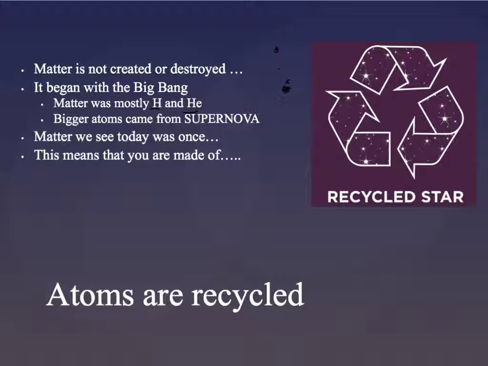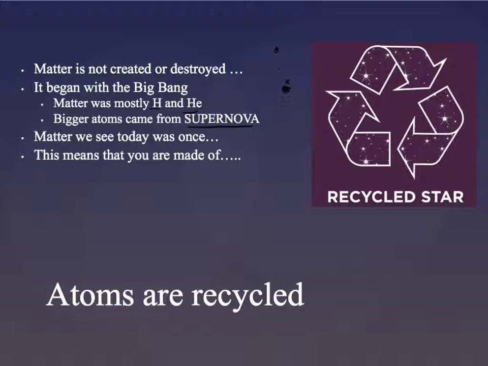So if all matter started out as primarily hydrogen and helium, where did all of the bigger atoms come from? Well, they came from supernovae. A supernova is one of the final stages of a giant star's life, where matter collapses in on itself and then is expelled throughout the universe in a huge explosion.